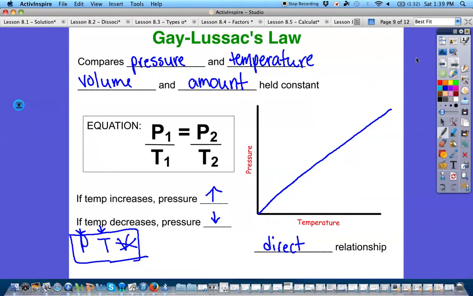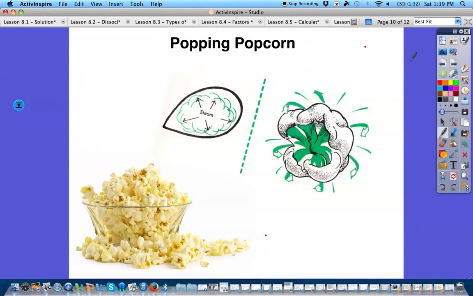So an example of Gay-Lussac's law is popping popcorn. When you put your popcorn in the microwave, you are increasing the temperature, which we know from Gay-Lussac's law means that the pressure should also increase. So what's happening to cause your popcorn to pop?